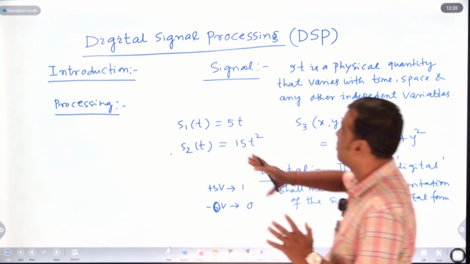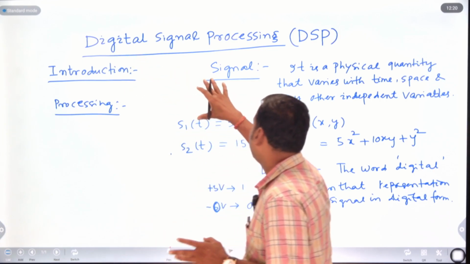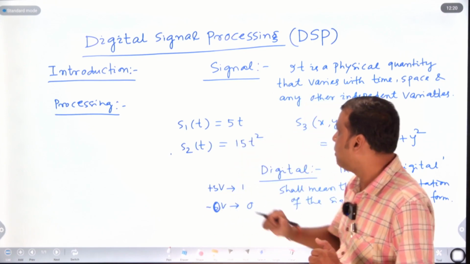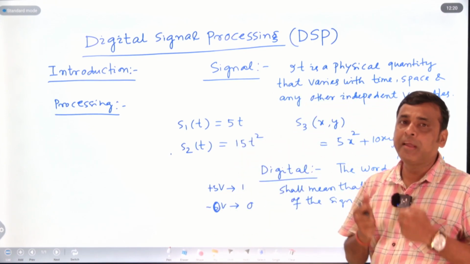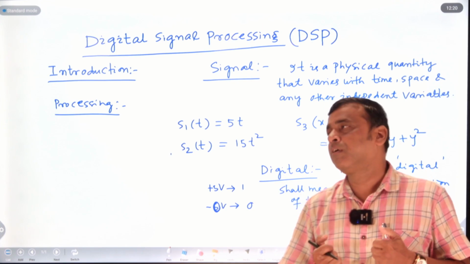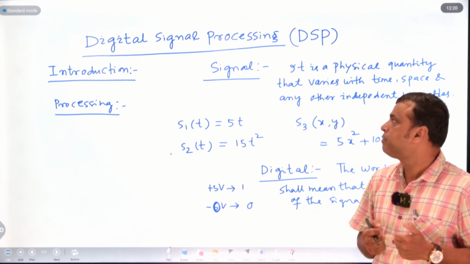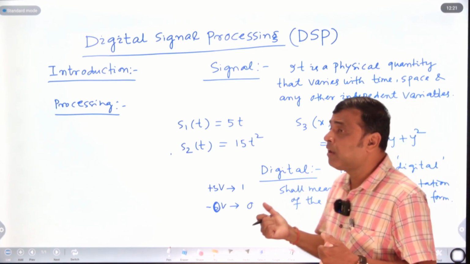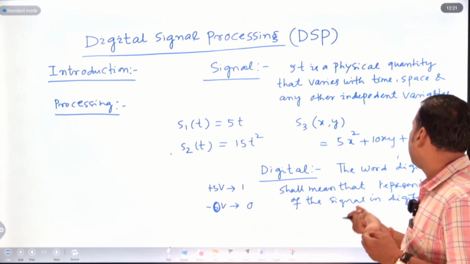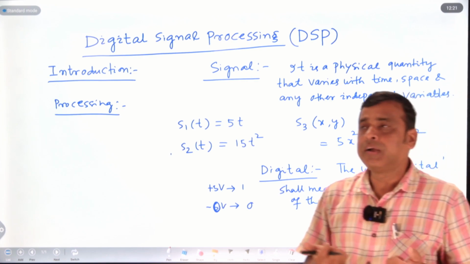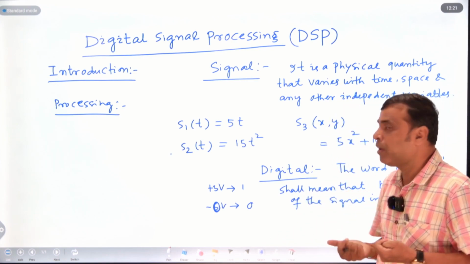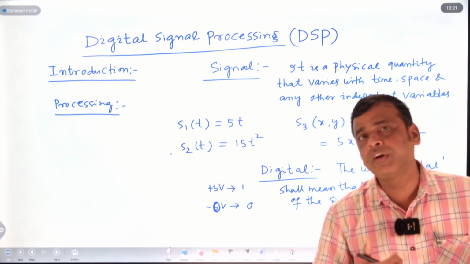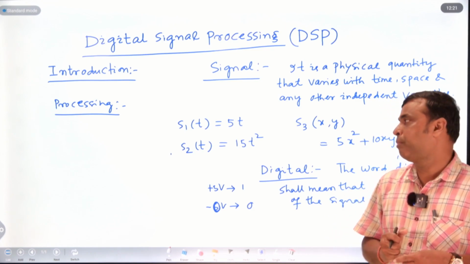First of all, three words. I will repeat again: signal, digital, processing. Signal means a physical quantity that varies with time, space, and any other independent variable or variables. That's what we can say is a signal. Then what is digital? The word digital shall mean that the signal can be represented in discrete form or in digital manner. This is your digital. Then processing: operating in some fashion on a signal to get some useful information.